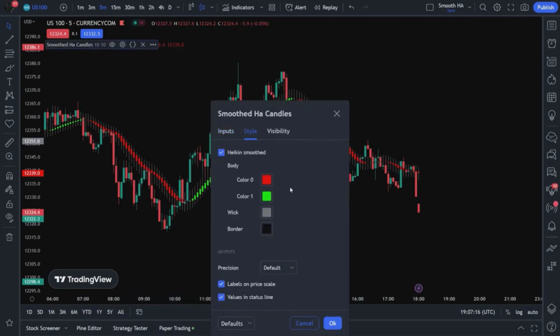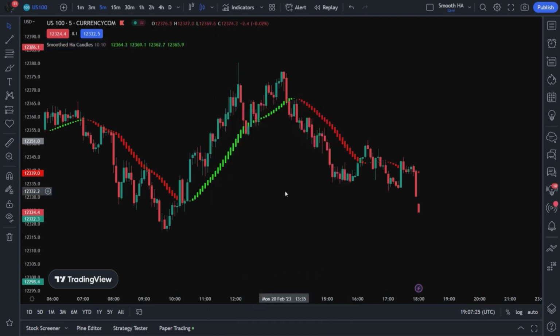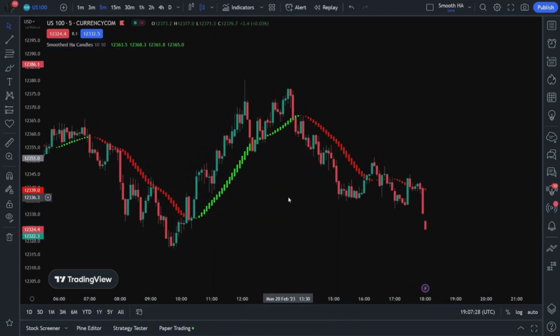I personally like to change the wick style for this indicator, however. To do this, press the Styles tab and press the wick option, then simply turn the opacity of it down to 0. I will explain more on that at the end of the video.